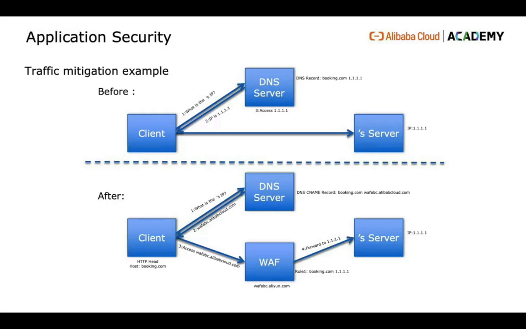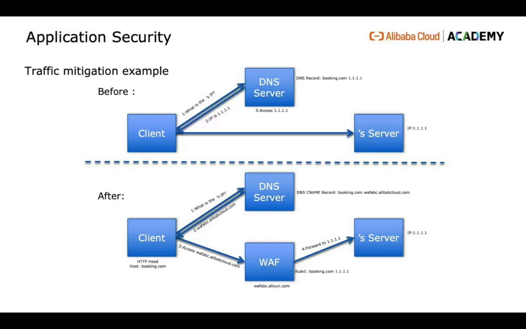But how do we achieve this? As this slide shows, without WAF, client requests to booking.com will be resolved by DNS first and return the IP address of booking.com, like 1.1.1.1, to the client. The client will use this IP to set up a TCP level connection with the server side directly.